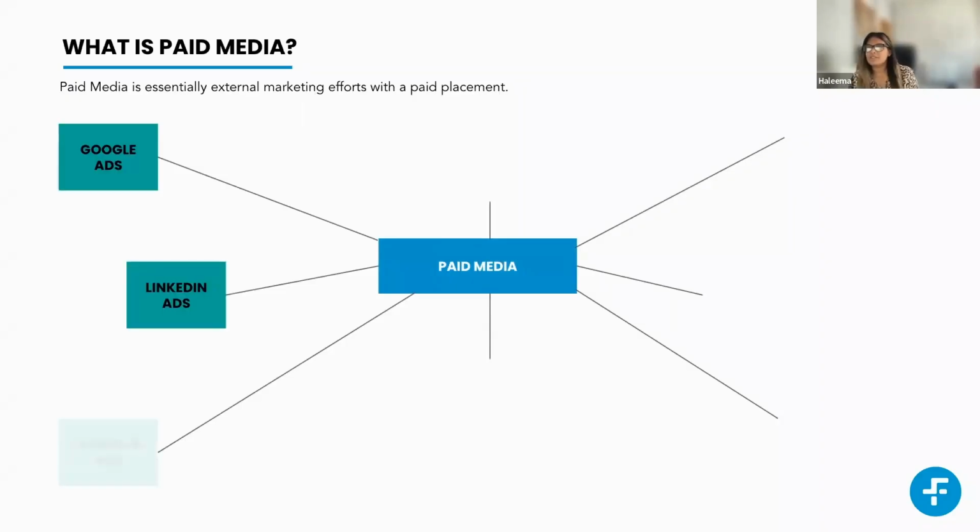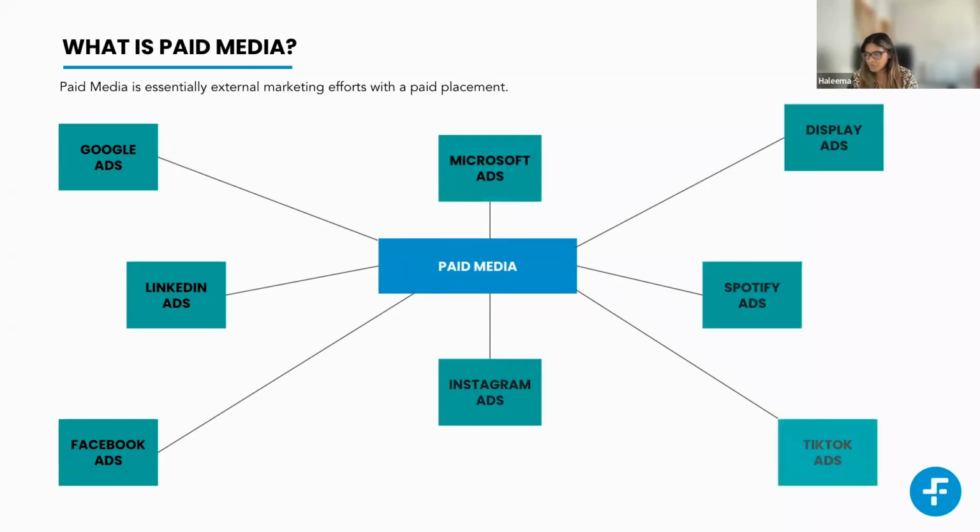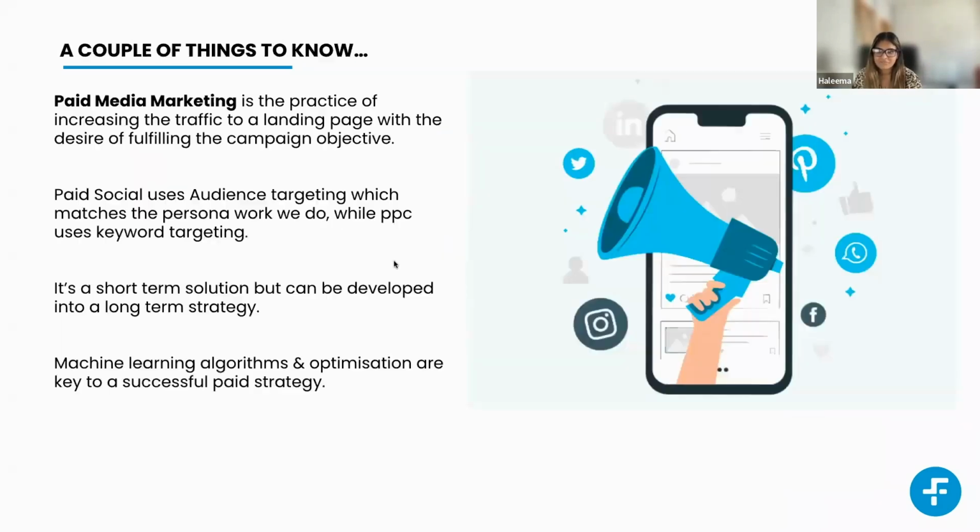What is paid media? These are the different platforms that we have for paid media. The ones that we use the most are LinkedIn ads, Facebook ads, some Google ads, and Instagram ads, but there are different platforms that we can use. Basically, paid media is external marketing efforts with a paid placement, and these are the different ones that you can advertise on and, obviously, pay for.